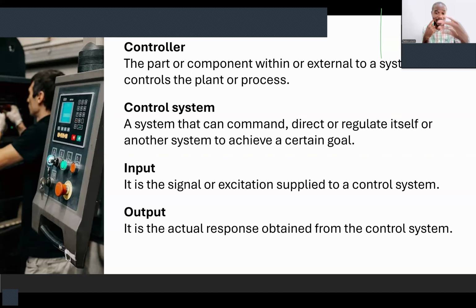When we start looking at equations and all of that, you will understand what we're dealing with. I will show you when I define what a block diagram is. I will show you each of these.